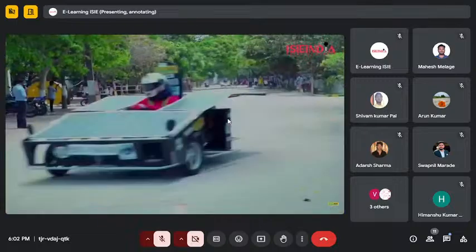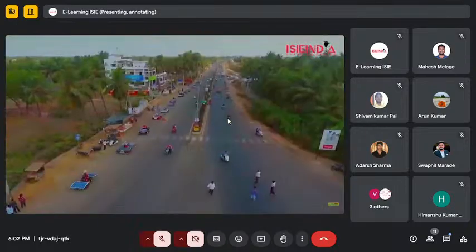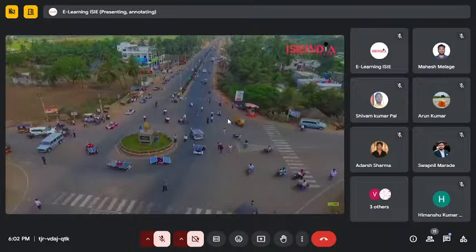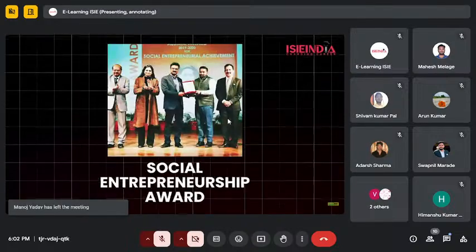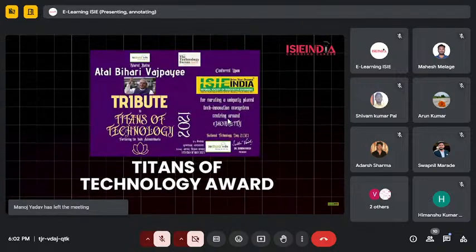Our unwavering dedication to excellence has been recognized with numerous prestigious honors, including the National Youth Award, Indian Star Award, Social Entrepreneurship Award, Titans of Technology Award, and many others.